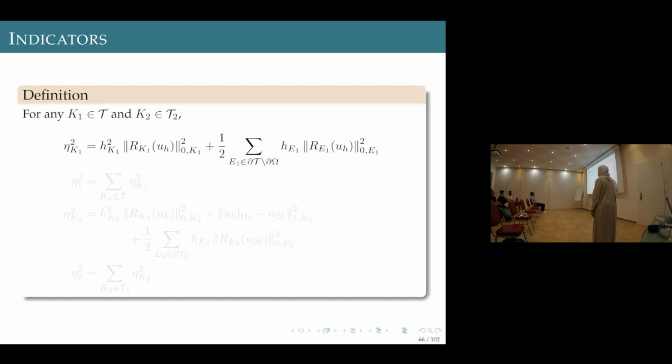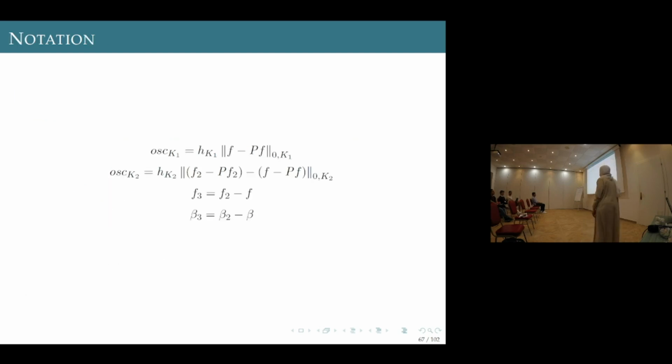Then we define our indicator that will give us a good prediction of where the error is highest, in order to refine more in that case. The indicators we define for elements in omega and elements in omega 2 are some weighted sum of the norms of the residuals that we defined a minute ago. Then the overall error indicator of the mesh tau will be the sum of all the local indicators. Same for the second mesh.